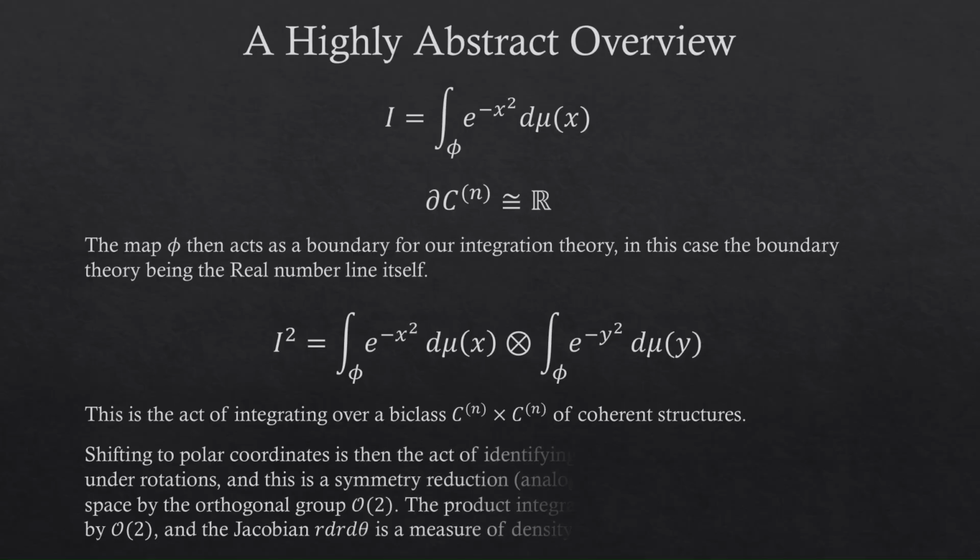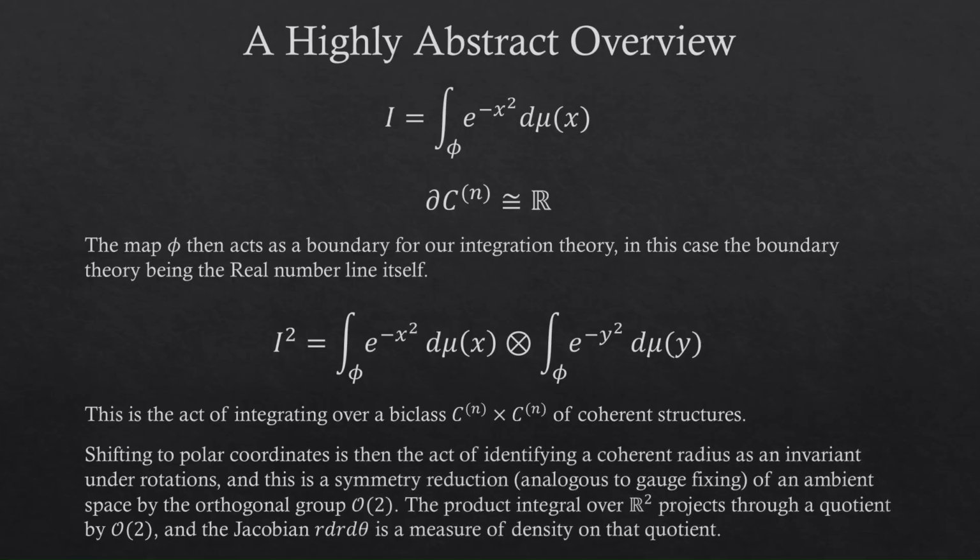Shifting to polar coordinates is then seen as the act of identifying a coherent radius as an invariant under rotations. And this is a symmetry reduction of an ambient space by the orthogonal group of dimension 2, O2. And that's analogous to gauge fixing. So the product integral over the two-dimensional Euclidean vector space projects through a quotient by the two-dimensional orthogonal group, and the Jacobian, which is r dr d theta, is a measure of density on that quotient.